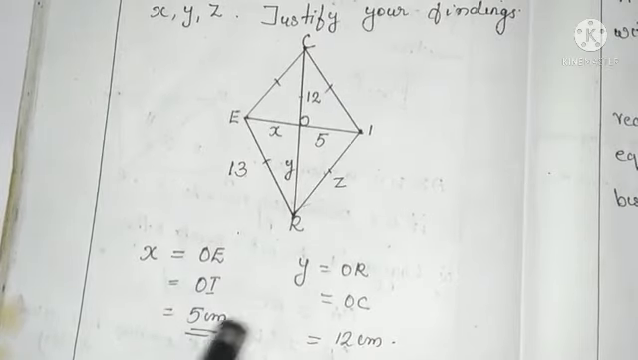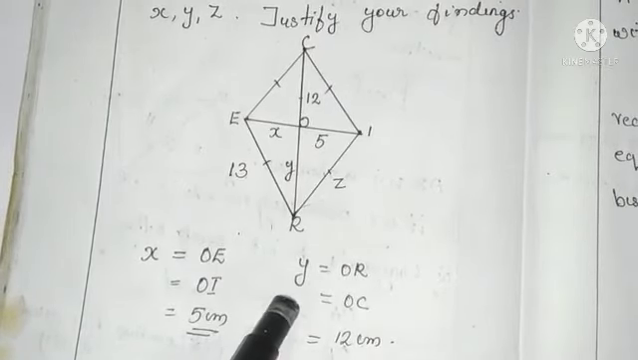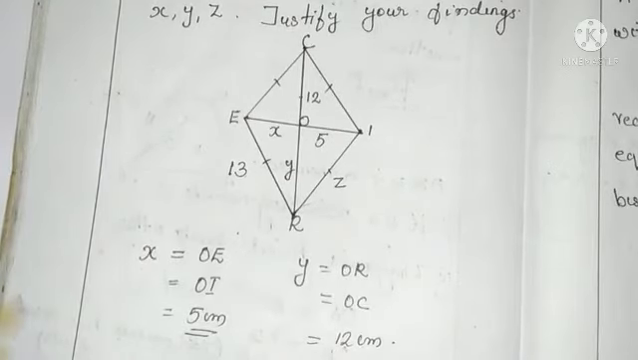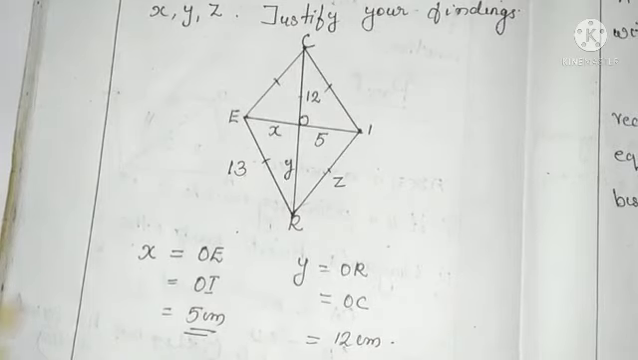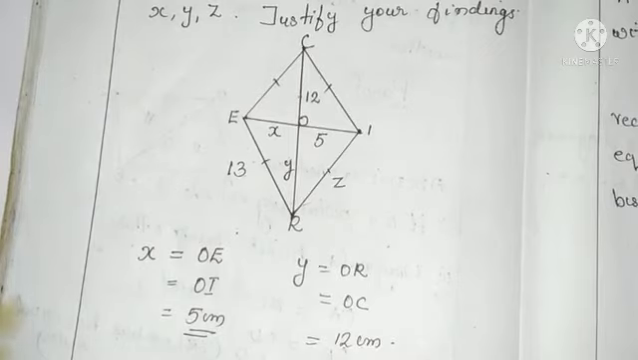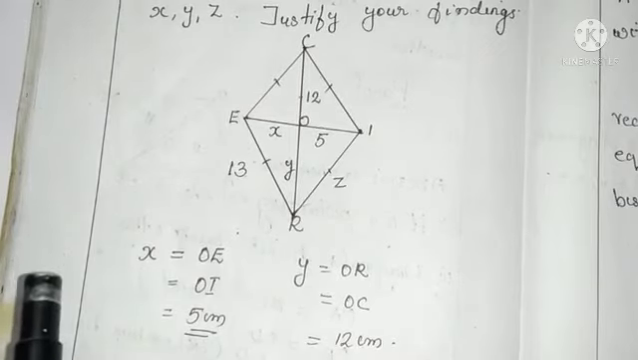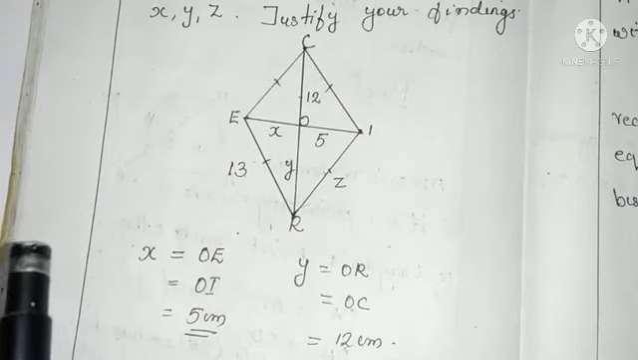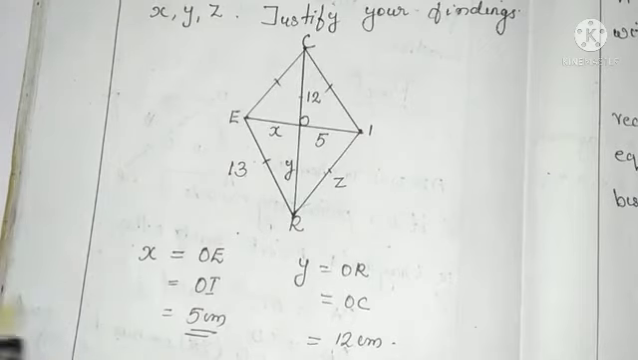Like this we can write y. What do you mean by y here? y is the length of OR. OR is the same as OC, because O is the midpoint of RC. Therefore, OR and OC are equal. So here y equals OR equals OC, that means 12 centimeter.